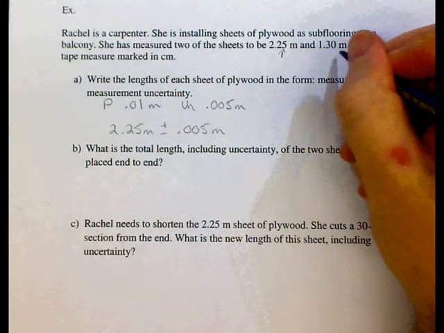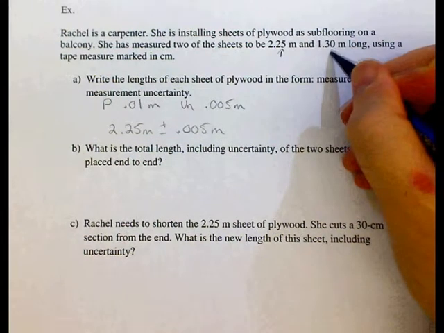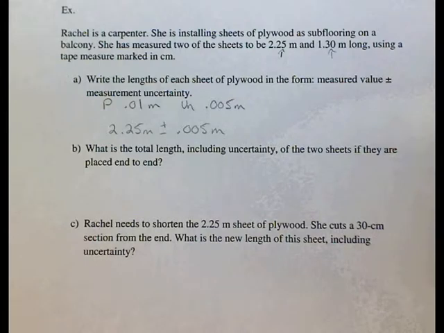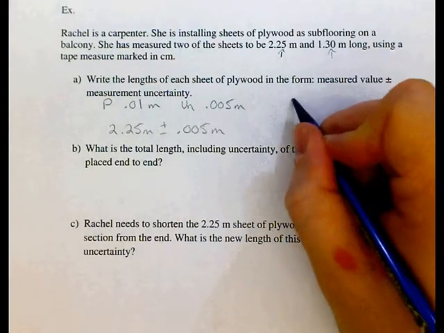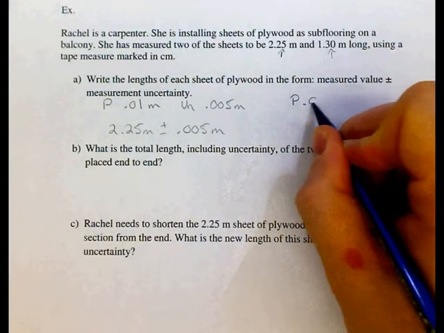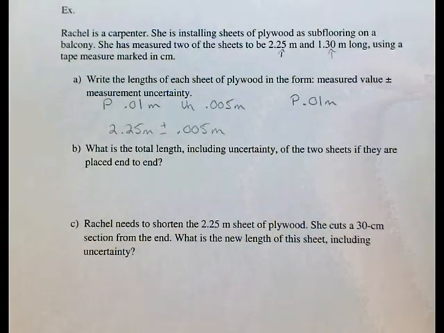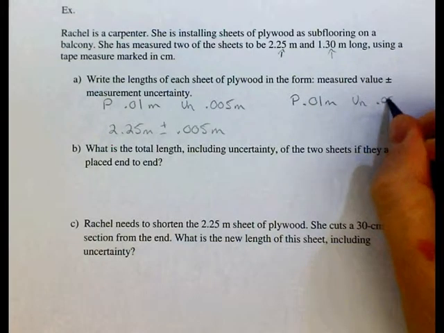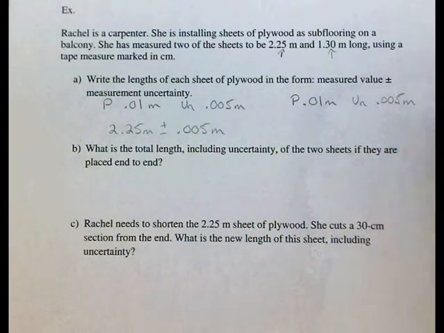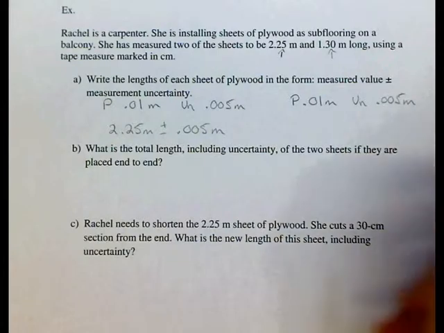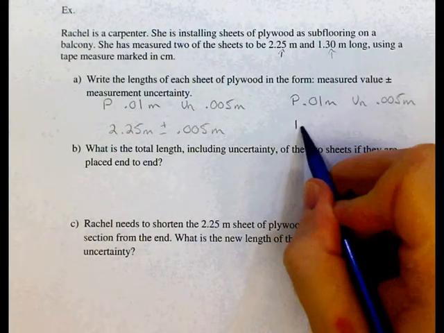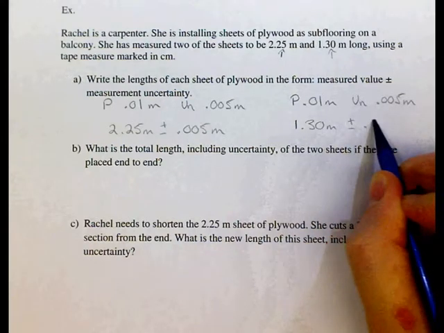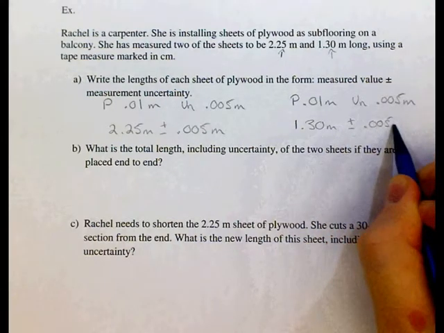Piece 2, same thing. The last digit is a 0. Place value is hundredths. So my precision is 0.01 meters. And again, my uncertainty is half of that, 0.005 meters. So my measured value for piece 2 is 1.30 meters plus or minus 0.005 meters.